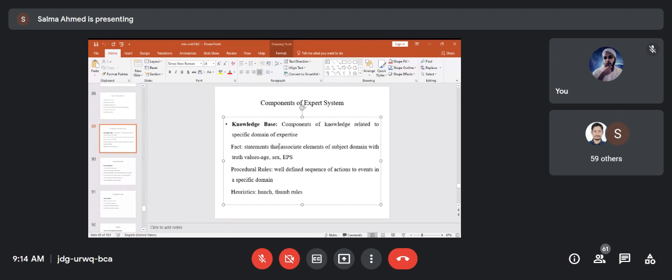Second is procedural rules. Procedural rules are a sequence of actions in the subject domain. So when I asked a question, the query was, which part of the head? Next, how often do you have it? Third, is it associated with any other feeling like dizziness, nauseatic feeling? So there's a certain sequence in which the queries come about. So those are the procedural rules.